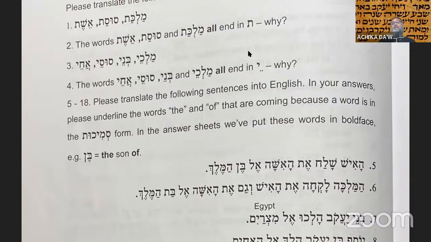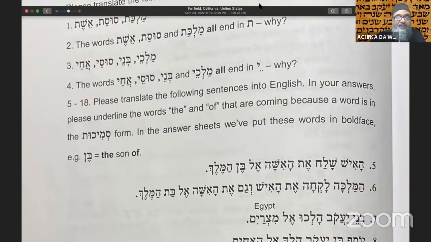Okay. 5 through 18. Please translate the following sentences into English. In your answers, please underline the words the and of that are coming because a word is in the Semi-Coup form. In the answer sheets, we will put these words in boldface. They do have an answer sheet to this. I didn't make a copy of it, but I know what the answers are.